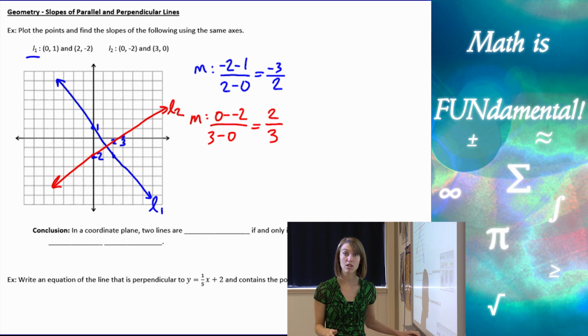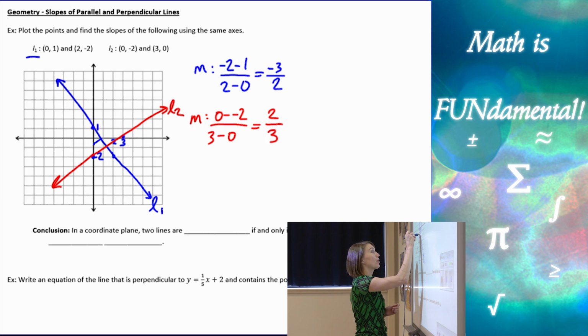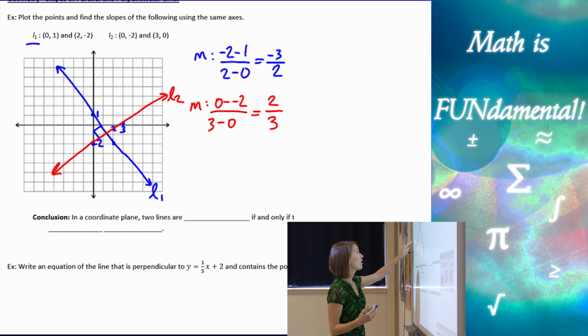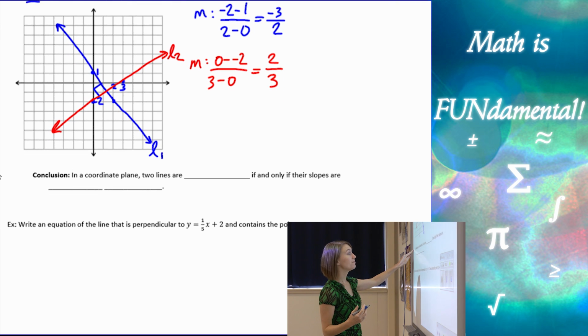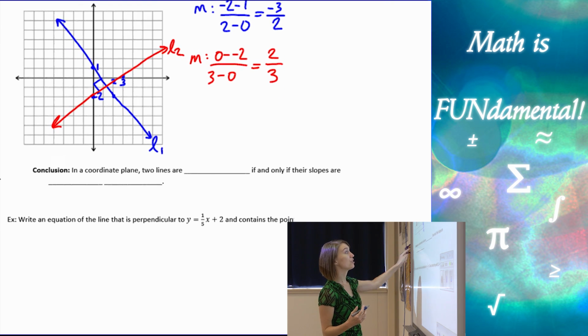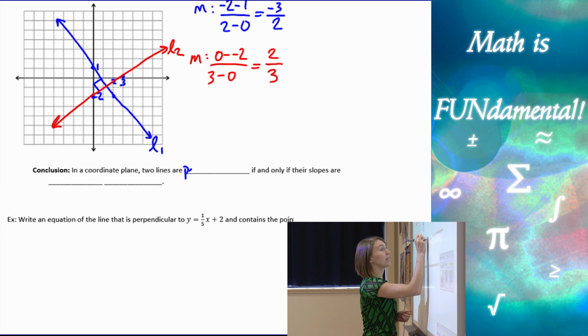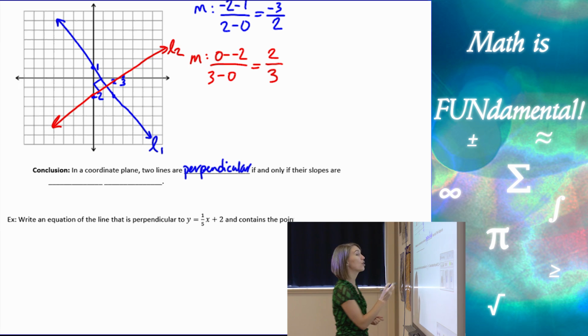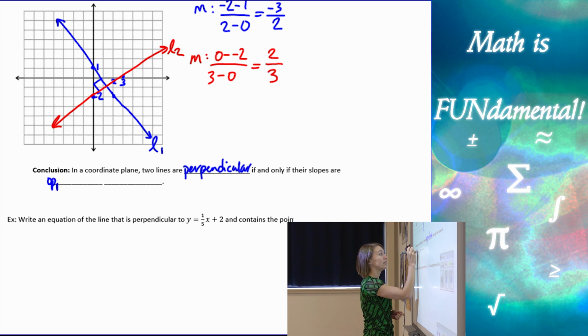So if we look, these slopes are definitely not the same, which makes sense because the lines are not parallel. These lines are perpendicular. They meet at a 90-degree angle. So we can make a conclusion using this information. In a coordinate plane, two lines are perpendicular if and only if their slopes are opposite reciprocals.